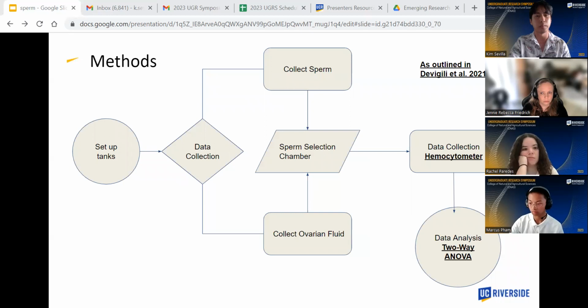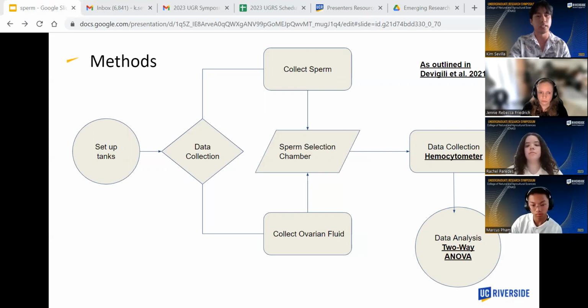First, several tanks will be set up to house and expand our population of males and females of Poecilia reticulata. As babies are produced, they will be separated out and placed into baby tanks. And as they mature, they will be observed to determine their sex, and they will be removed and placed into the respective male and female specific tanks. Data collection will then begin for both sperm and ovarian fluid extraction.